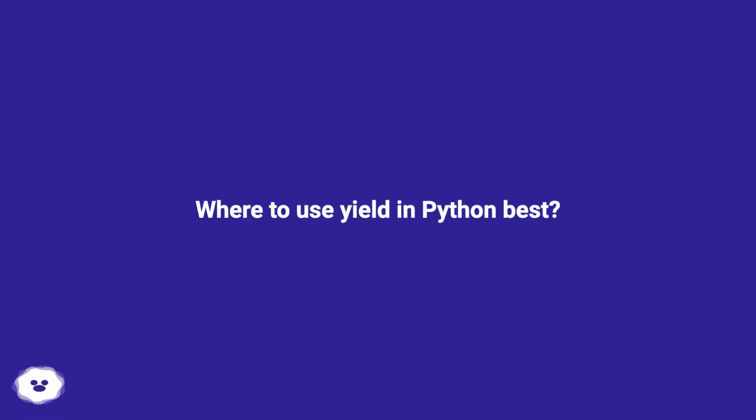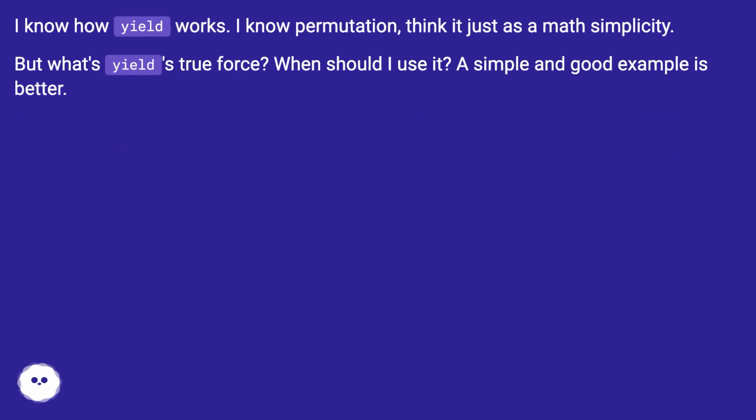Where to use yield in Python best? I know how yield works. I know permutation, think of it just as math simplicity. But what's yield's true force? When should I use it? A simple and good example is better.